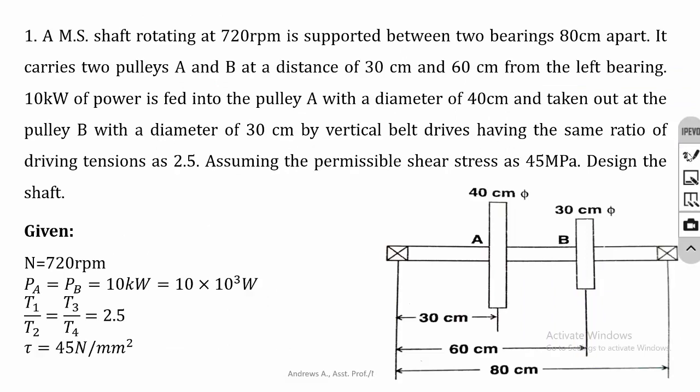In the problem it is clearly mentioned that 10 kilowatt of power is fed into pulley A and it is taken out at pulley B. So both the powers are equal. So you can substitute that.